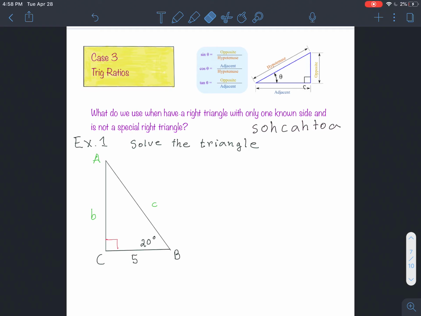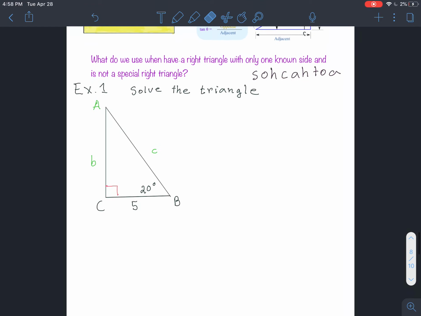Hello, today we're going to be solving right triangles. Earlier this week, we used the Pythagorean theorem to solve triangles with two known sides, and then we used 45-45-90 and 30-60-90 triangles to solve triangles such as those. So today, the question is, how do we solve a triangle where we only know one side and one angle?